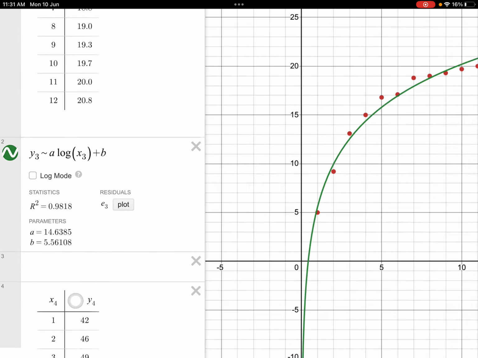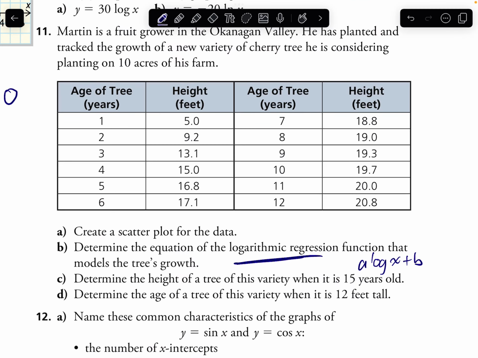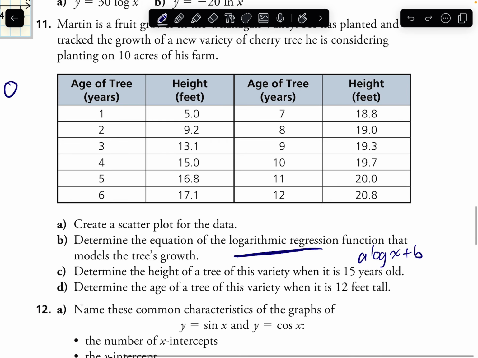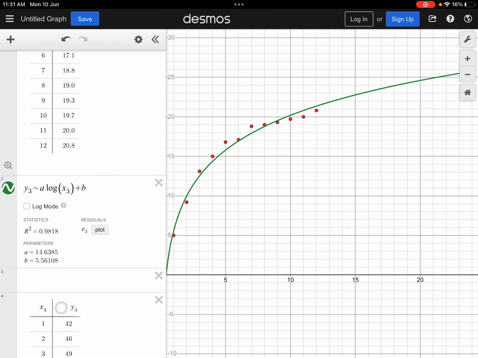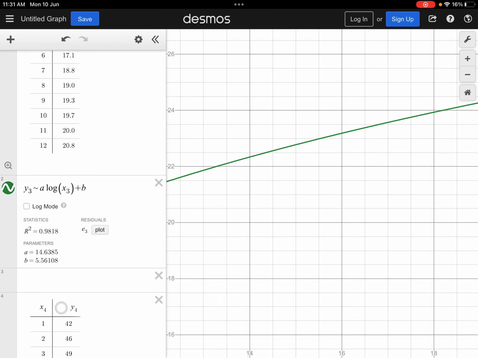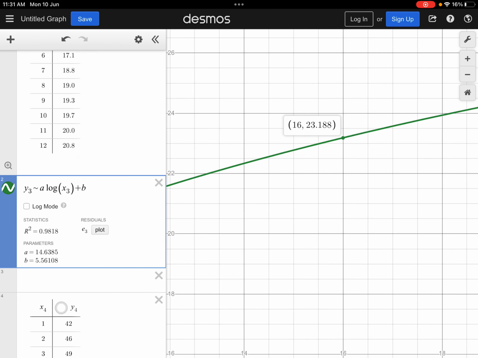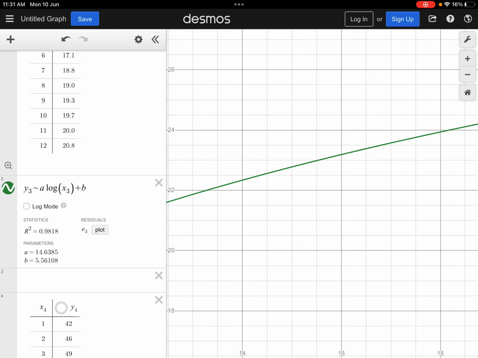Again, you copy your a and b across to get that first part for the equation of the logarithmic regression function. Determine the height of this tree when it's 15 years old. Come across, I'm not even going to bother typing it in.